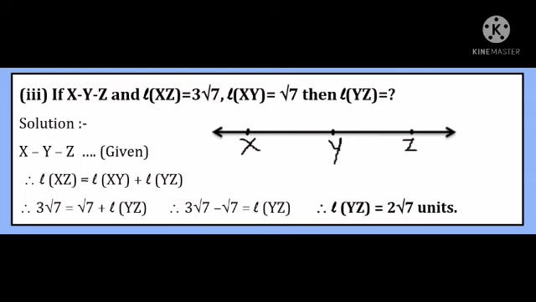Therefore, 3 root 7 is equal to root 7 plus length of YZ. So, 3 root 7 minus root 7, we will get 2 root 7. So, 2 root 7 is equal to length of YZ. Therefore, length of YZ is equal to 2 root 7 units is the answer.